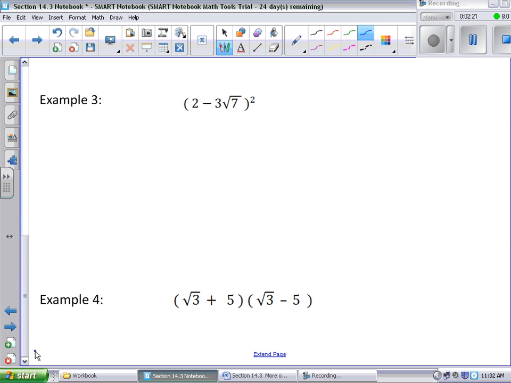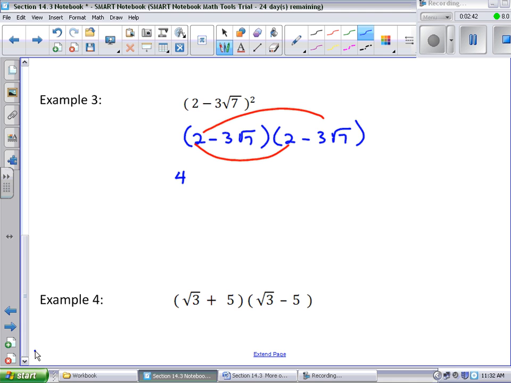Example 3, I'm squaring 2 minus 3 square roots of 7. Squaring something means to multiply it by itself. So I'm going to copy that down. And then I'm going to multiply the 2 times the 2, and I will get 4. And then I'm going to multiply the outside terms together. That gives me plus 2 times negative 3 square roots of 7.